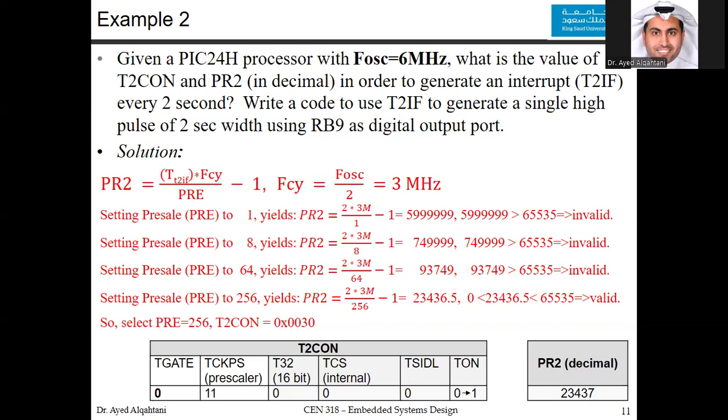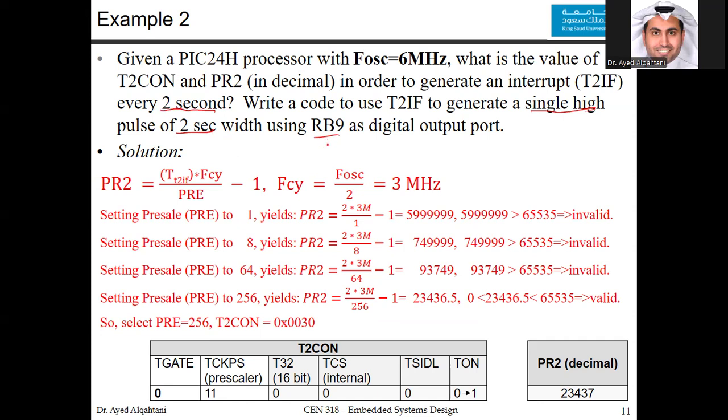Now here we say, given a PIC24 processor with an oscillation frequency of 6 mega, what's the value of the timer 2 control register and the PR2 in order to generate an interrupt every 2 seconds? So our time now is 2 seconds. And then based on that, write a code to use the timer interrupt flag to generate a single high pulse. Now it's not periodic anymore. I want a single high pulse, and its width is 2 seconds. And I used RB9 here.